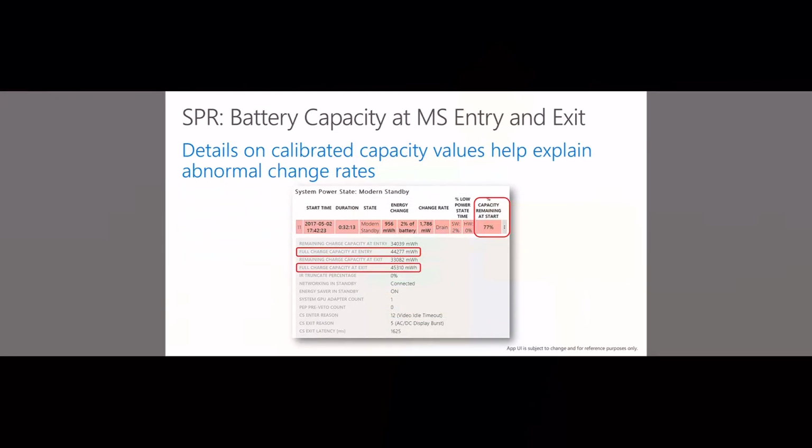Occasionally, System Power Report reports an abnormal drain rate caused by high variation in the full charge capacity at modern standby entry or exit. In the Fall Creators Update, System Power Report prints out the full charge capacity at modern standby entry and exit to help identify these cases.